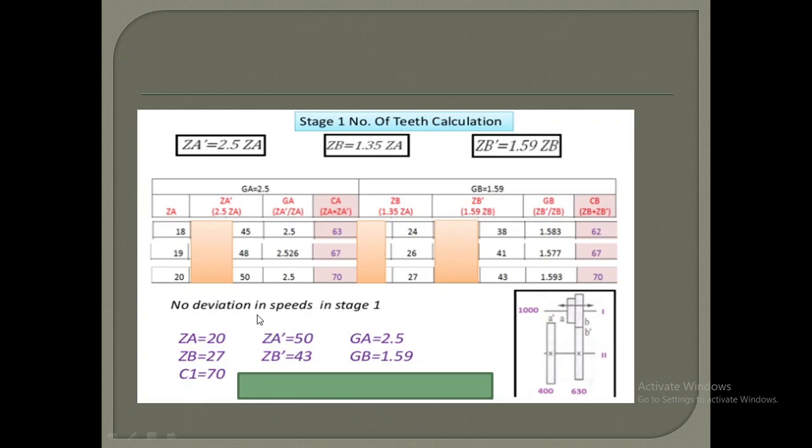Number of teeth and deviation in speed in stage 1: check that ZA is equal to 20, then ZB is equal to 27. If you calculate, CA is equal to 70, ZA dash you will get 50, ZB dash you will get 43, and GA is 2.5 and GB is 1.59. Okay, these values will give you the correct answer.